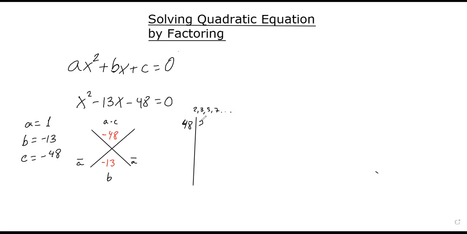We start with the easiest, with 2. Half of 48, or 48 divided by 2, is 24. 24 divided by 2 is 12. 12 divided by 2 is 6. 6 divided by 2 is 3. And 3 cannot be divided by 2. We try with the next number, that is 3.